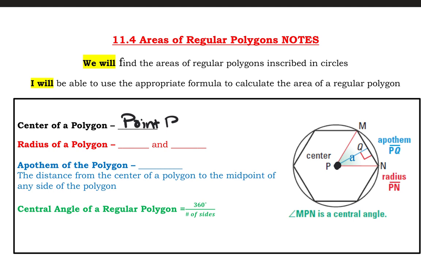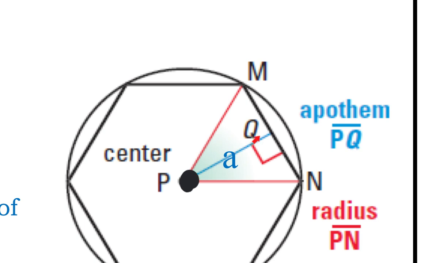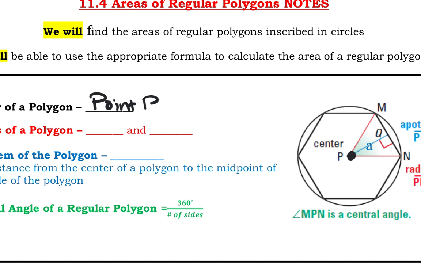The radius of the polygon, now make sure your radius is touching your circle. So if I was to go from the center here on this blue line, does that blue line touch my circle? No, that's not your radius. Your radius has to go from the center to your circle. And I'm going to tell you now, on your polygon, it's going to be touching the corners. Anytime you draw your radius, it'll be that vertex, the vertex on the polygon. So P to N is a radius. What else is a radius? P to M. All right, so P to N and P to M.